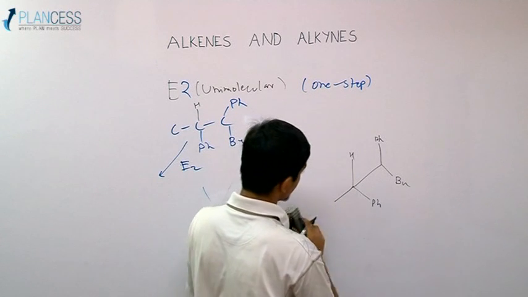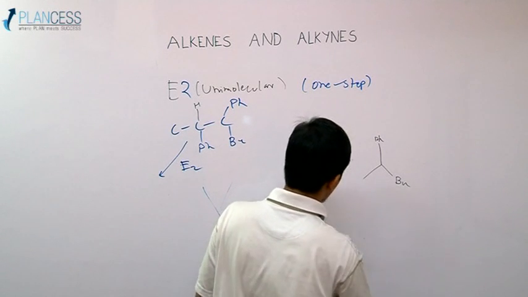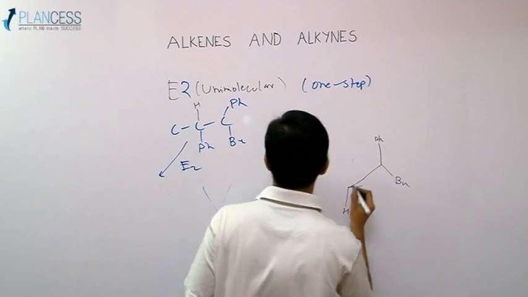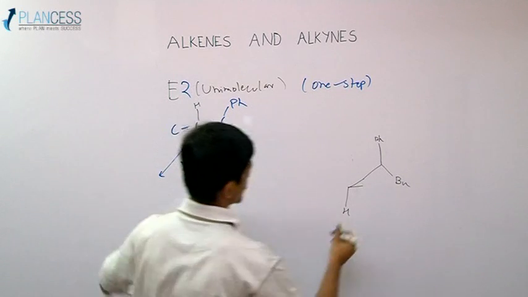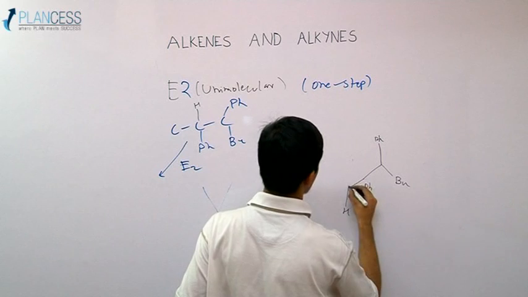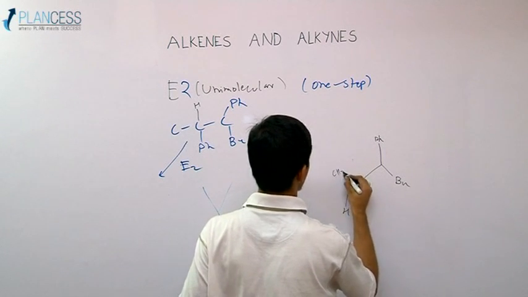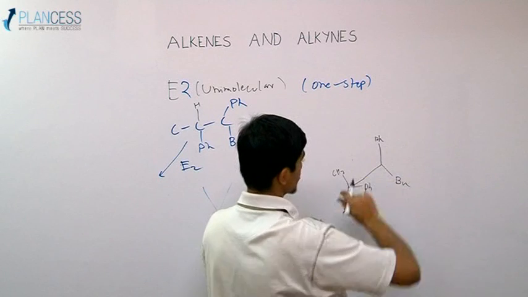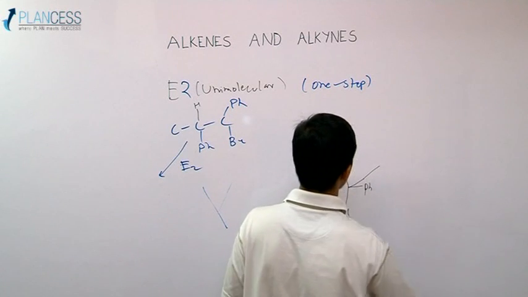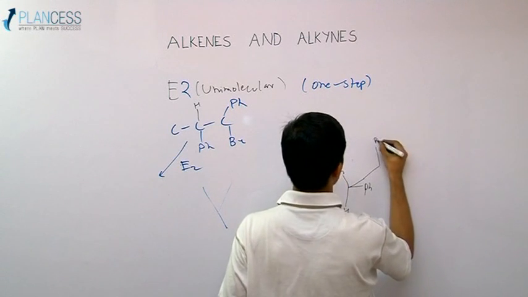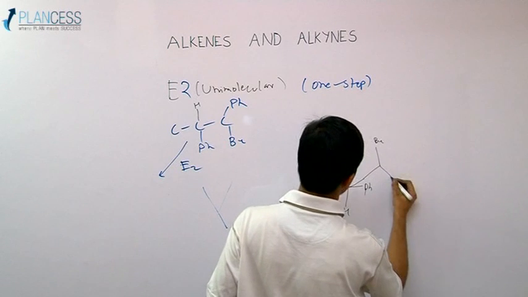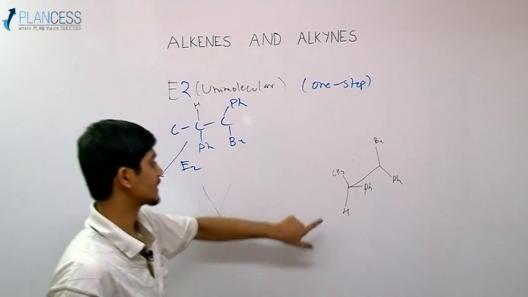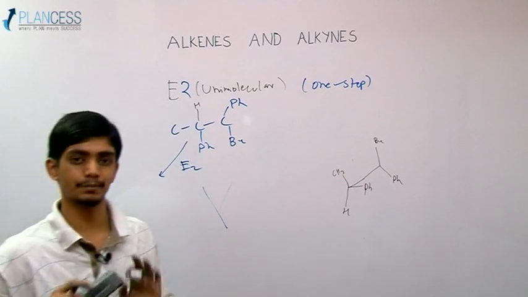H comes over here, H comes something like this, and here we have pH and here we have CH3. Now this pH we can rotate and bring it in this manner. Br is this way and pH is this way. Fine. So we get the H and the Br in the anti position.